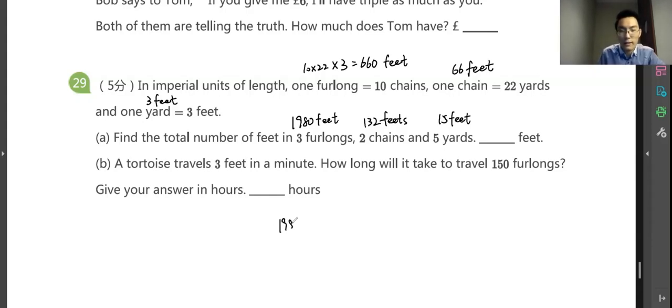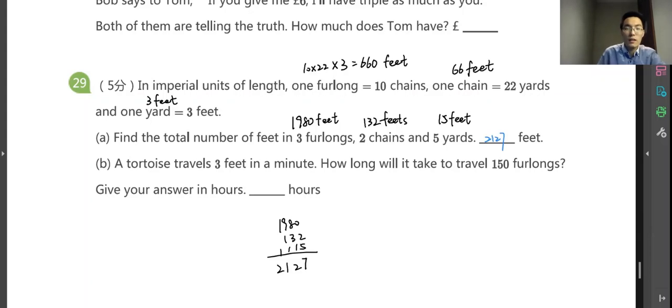So 1980 plus 132 plus 15, which is, this is a 7. This is 8 plus 3 plus 1 is 12. Right, 2 here, add a 1. So 9 plus 1 plus 1 is 11. Add a 1, so 2127. So the answer to part A is 2127 feet. Let me use another color. So 2127.